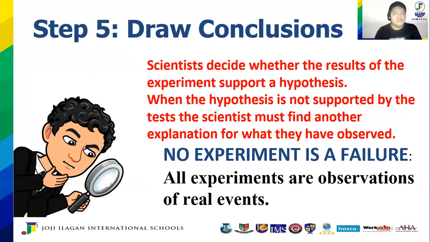Then draw your conclusions. When you draw a conclusion, it must be logically sound. If it's not supported by the test, the scientist might find another explanation. Remember, no experiment is a failure. Whatever happens to what you have been doing, if you're doing the right thing, some might perceive it as a failure, but it's not a failure. It's just an observation that you can take note of. Draw conclusions from that.